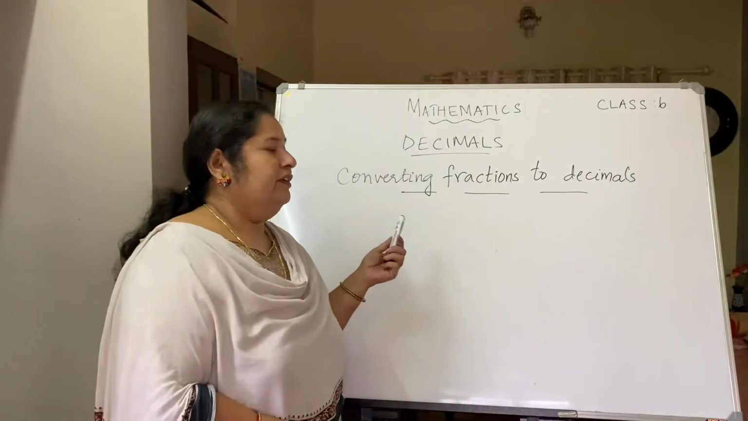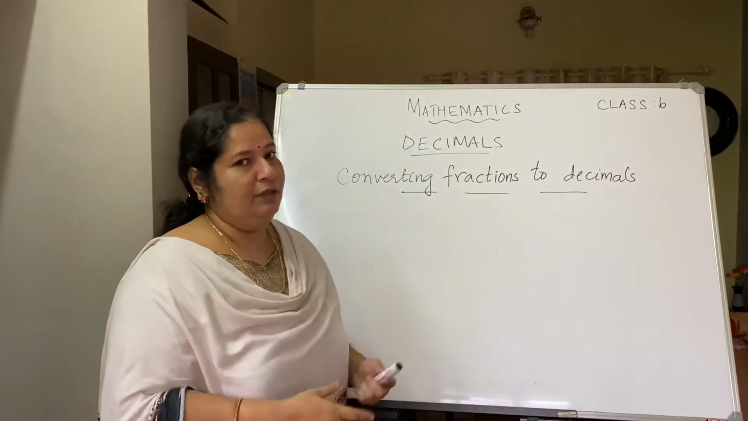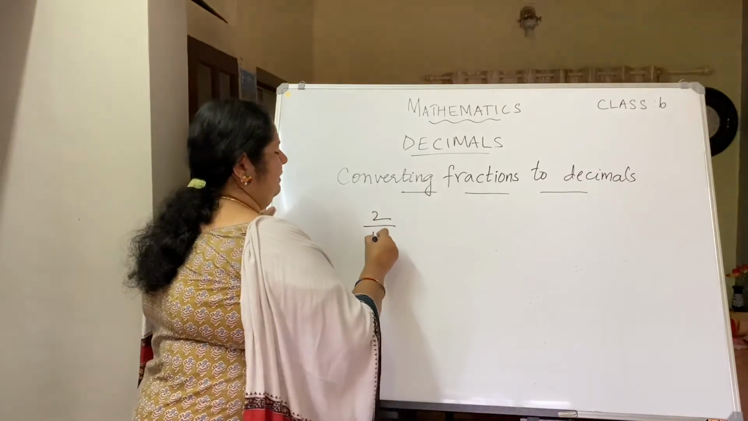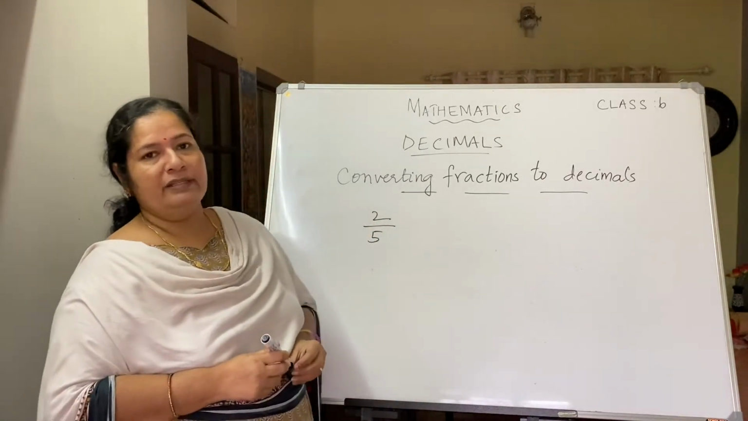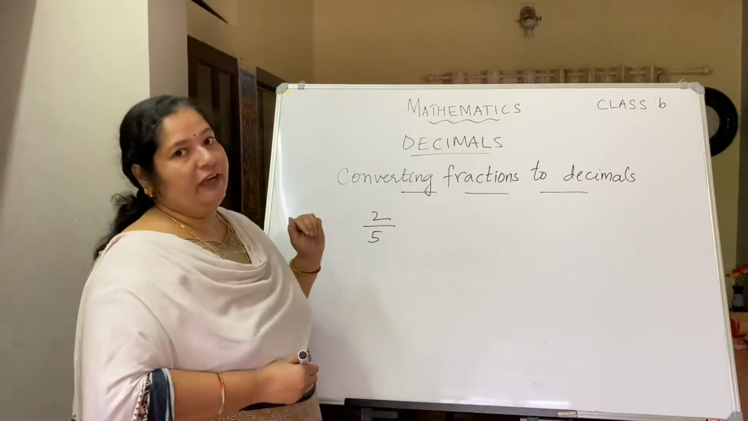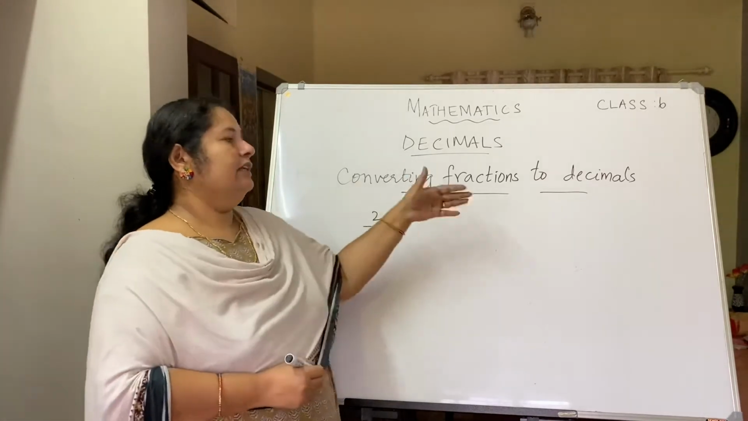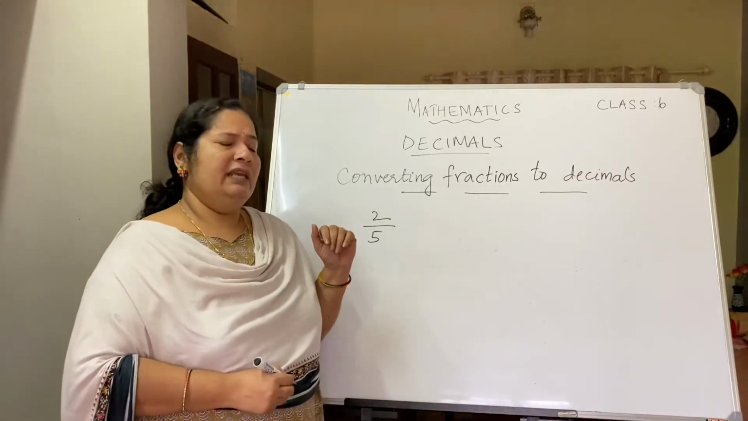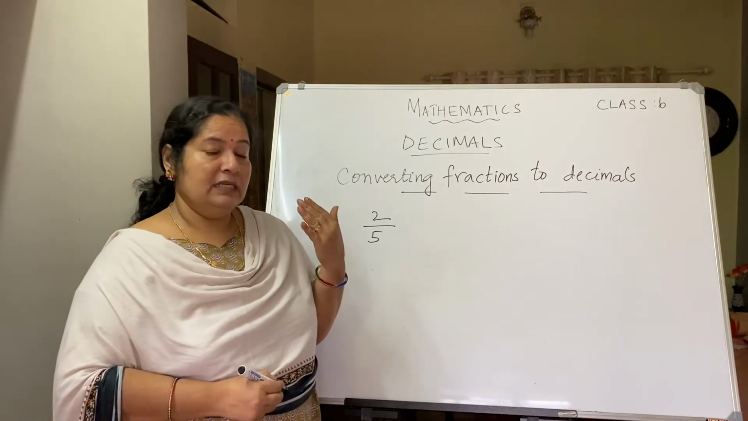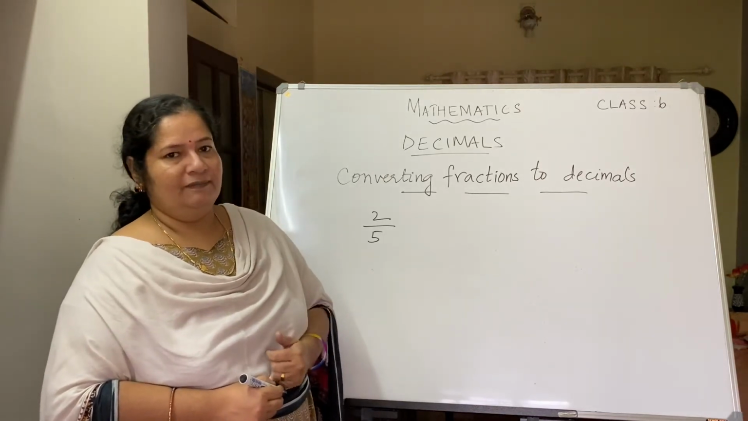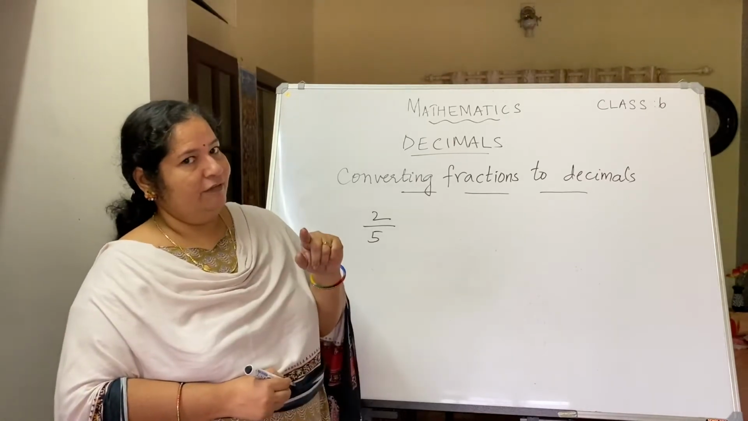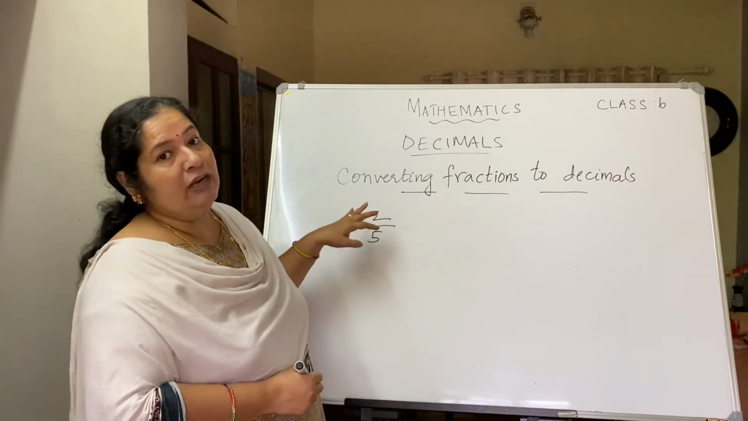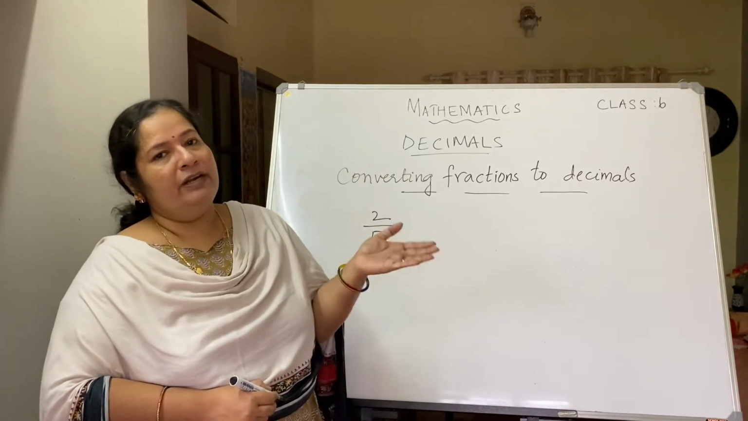Now we have learned how to convert fractions to decimals with the denominators 10, 100 or 1000. Supposing you have a fraction like this, 2 by 5. Here the denominator is not 10, 100 or 1000. It is 5. Now in such cases, how to convert this as a decimal? Now you look into the denominator, see whether it is a factor of 10, 100 or 1000. Yes, 5. 5 is a factor of 10. So what you do here is you are going to convert the denominator to 10, 100 or 1000.